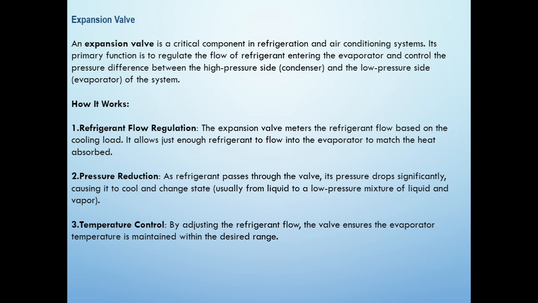Number two, pressure reduction. As the refrigerant passes through the valve, its pressure drops significantly, causing it to cool and change state, usually from liquid to a low pressure mixture of liquid and vapor. Number three, the temperature control. By adjusting the refrigerant flow, the valve ensures the evaporator temperature is maintained within the desired range.